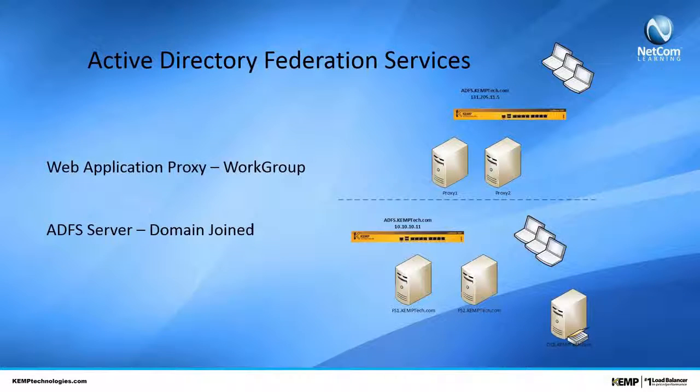There are really two components of Active Directory Federation Services. You have the ADFS servers. They're domain joined. You have multiple servers for high availability. Conveniently in our slide here, they're being load balanced by our Kemp LoadMaster. The Web Application Proxy is the other server, and this is formerly known as the ADFS proxy. This sits in the DMZ. It's in a workgroup, and once again, can be set up in an HA fashion.